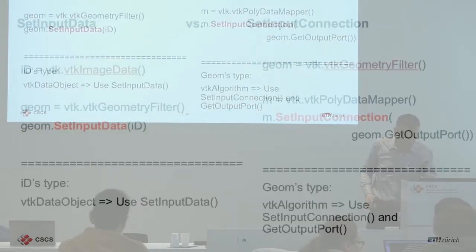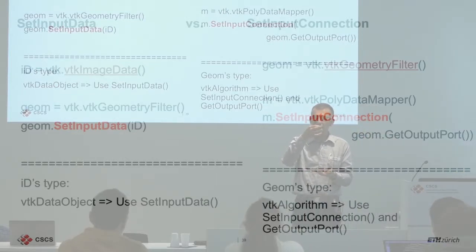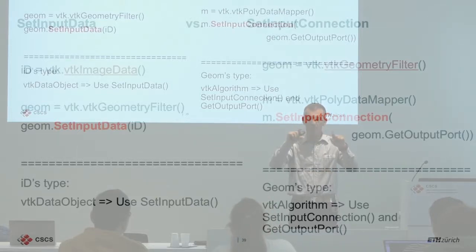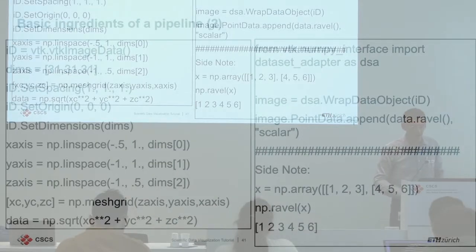I'll go back just a second. If you have a data object, you use the set input data syntax, as in the example here. If instead you have an algorithm, if you connect here the polydata mapper and the geometry filter, you use the set input connection syntax. And because of this metaphor of the pipeline where you connect modules to each other, it's natural to say the input connection of one module downstream is nothing else than the output from the previous module in the pipeline. We're going to see this in a more concrete example. All right.